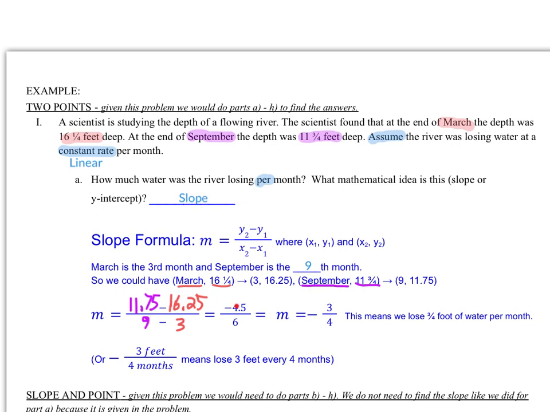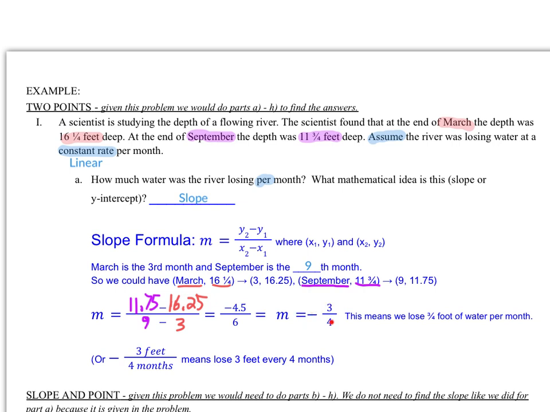Now, fractions don't leave decimals in fractions. It has to be integers or whole numbers. So a negative 3/4. This means that we lose 3/4 of a foot of water per month, which makes sense. It's a negative. We see that I start at 16 1/4 in March. Therefore, in September, I have a lot less, so my slope should be negative.